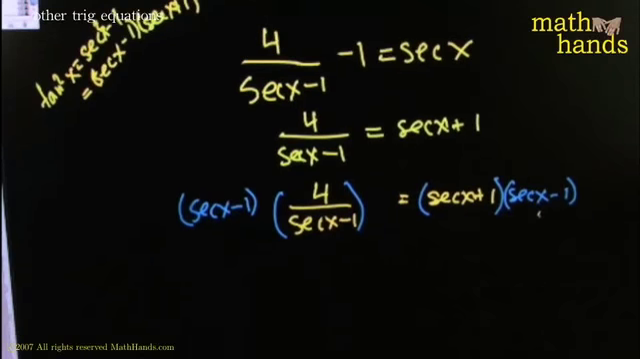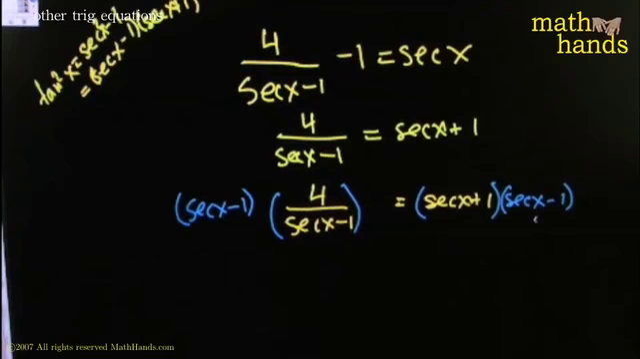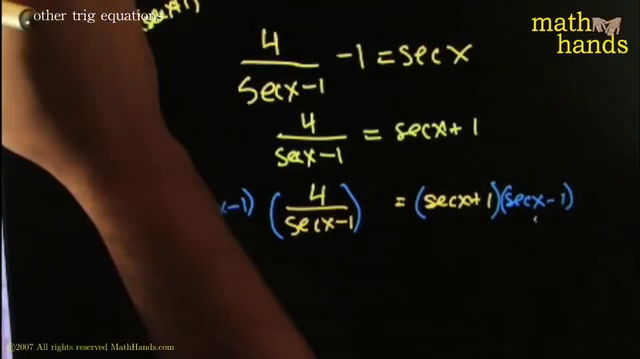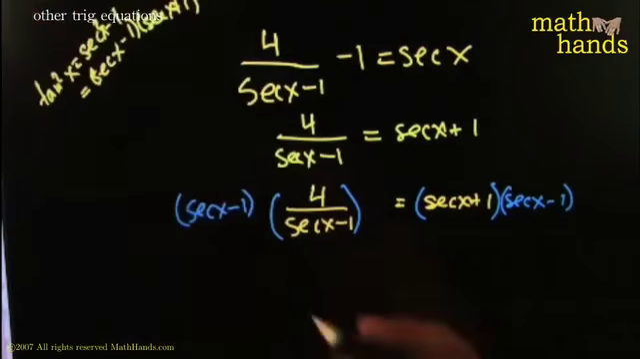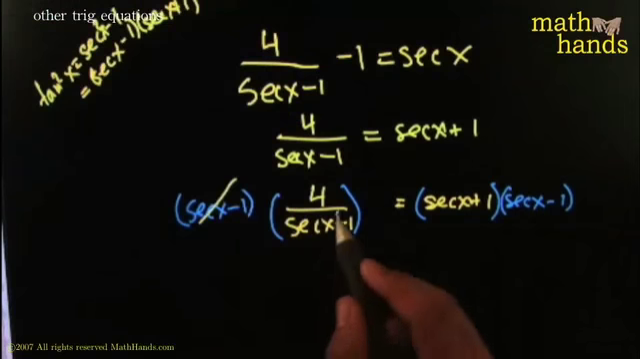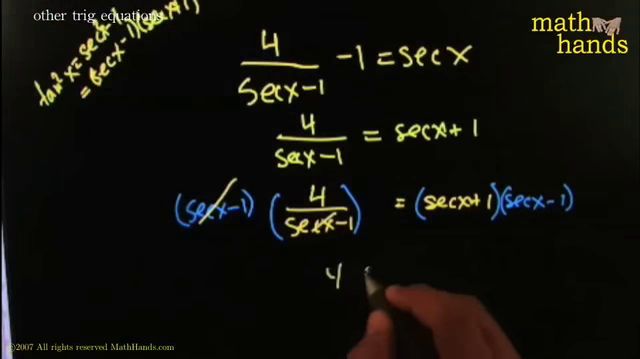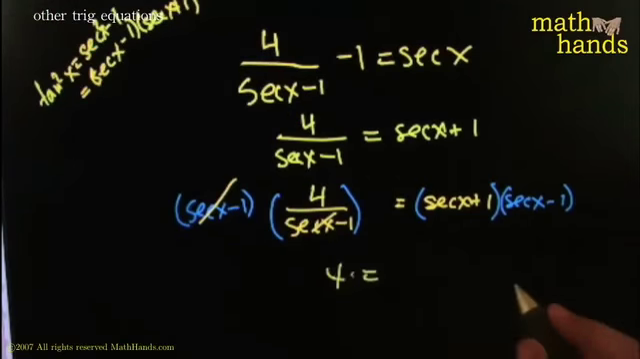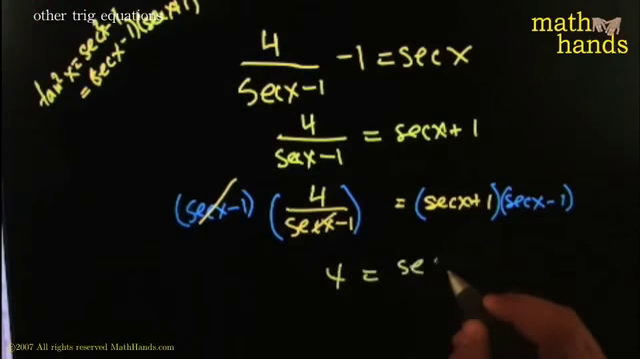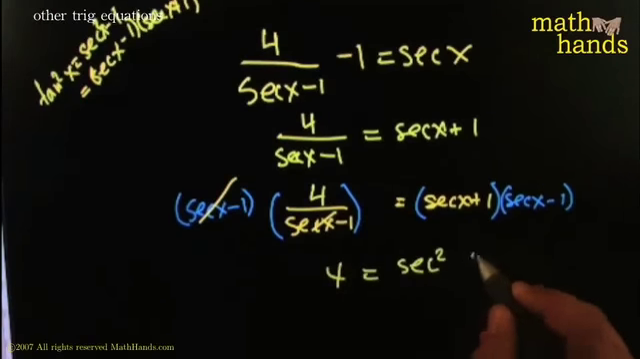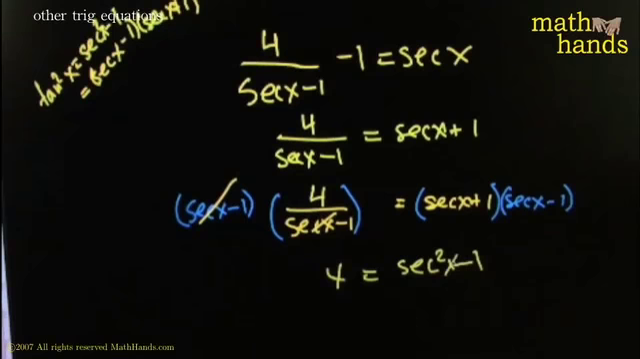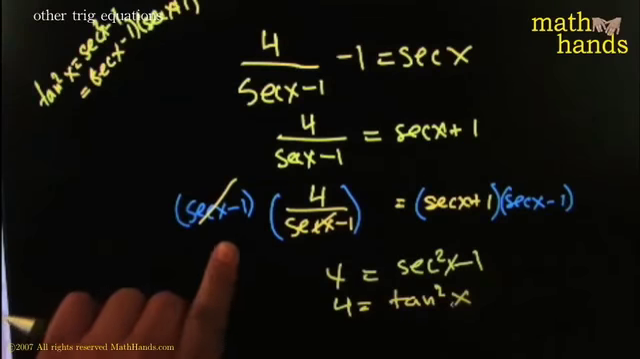And when you do that, nice things should start happening here. For example, on the left hand side, these ones cancel, and so you get just 4, and on the right side you get secant squared x minus 1, which of course turns into tangent squared x. By the way, I should call your attention again here.